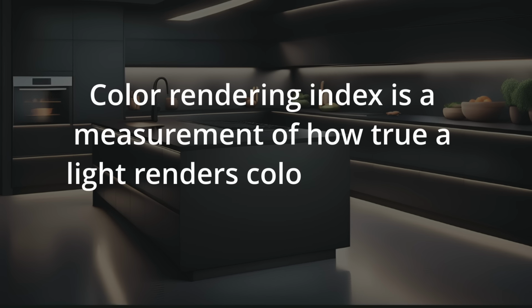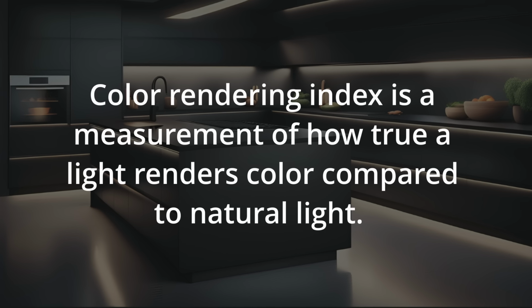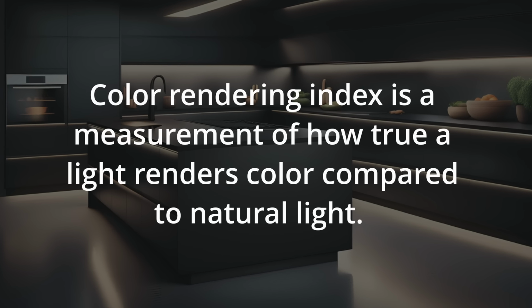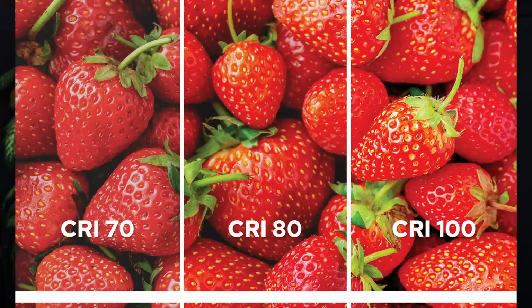Color rendering index is a measurement of how true a light renders color compared to a natural light. It has a bunch of stuff to do with wavelengths and light spectrum, but all you really care about is if your strawberries are looking like what they're supposed to. This aspect of lighting is also important in how your kitchen looks.